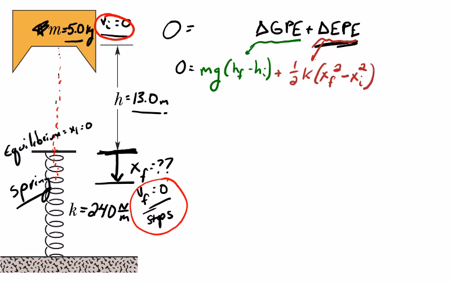Now, one of these I can actually get rid of because I noticed that this spring is initially in equilibrium. In other words, it's not being compressed, it's not being stretched, so it's just sitting there, nothing's on it. So it has no initial elastic potential energy, so we can get rid of that.